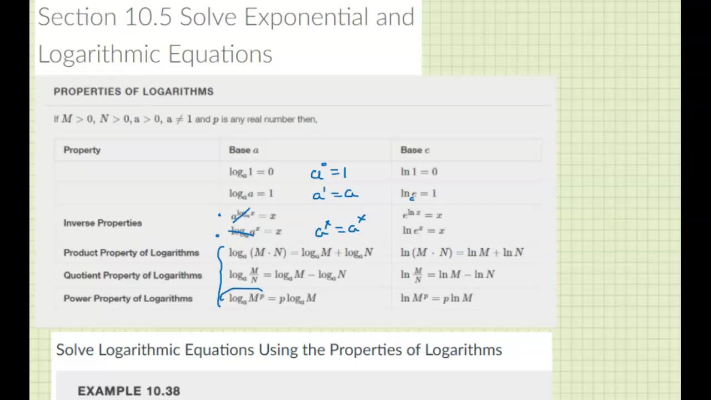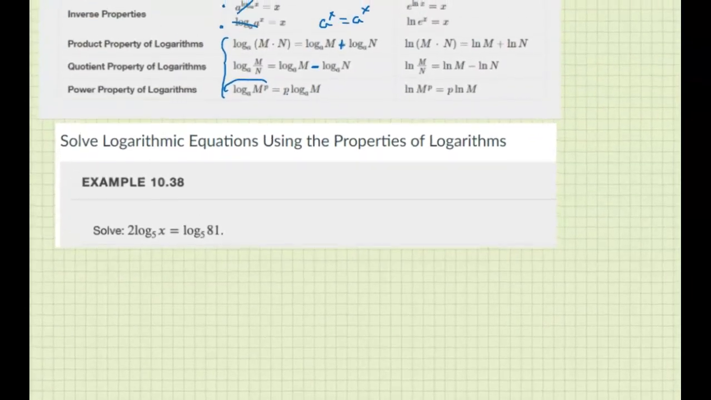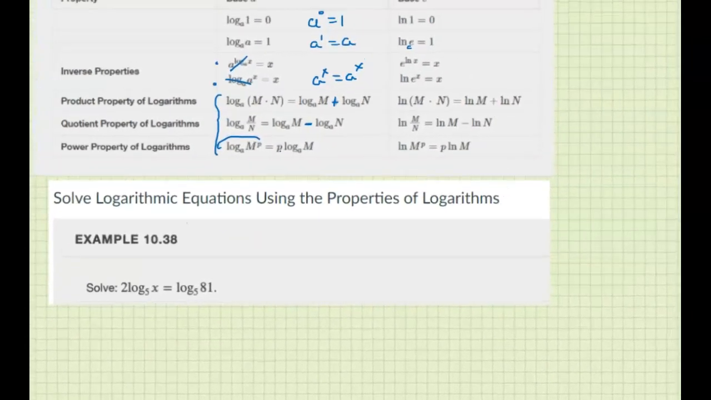These come directly from exponential rules, right? If you multiply exponentials of the same base, you end up adding the exponents. That's where the plus comes from. If you divide things with the same base, then you end up subtracting the exponents. And if you take a base to a power, then you multiply the exponents. So these are direct translations of exponent rules that we've seen before. Have these in front of you as you're working through things, and then you can use them.